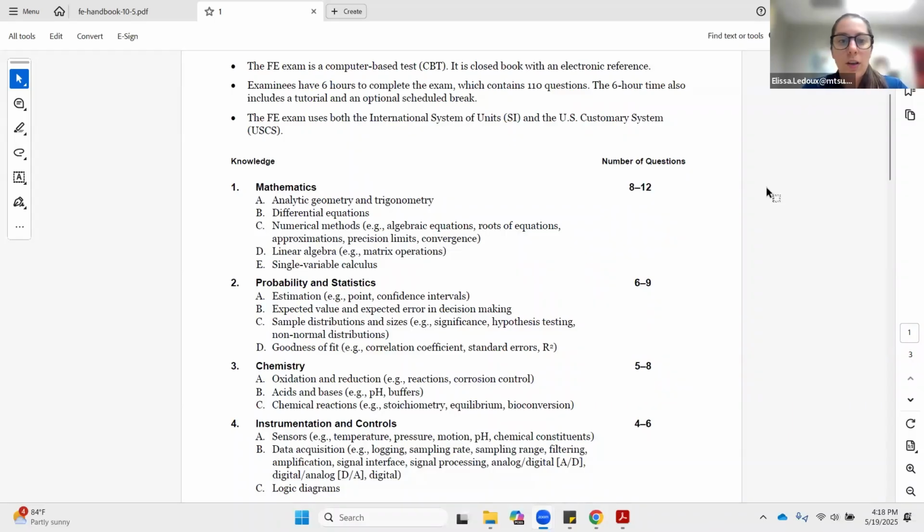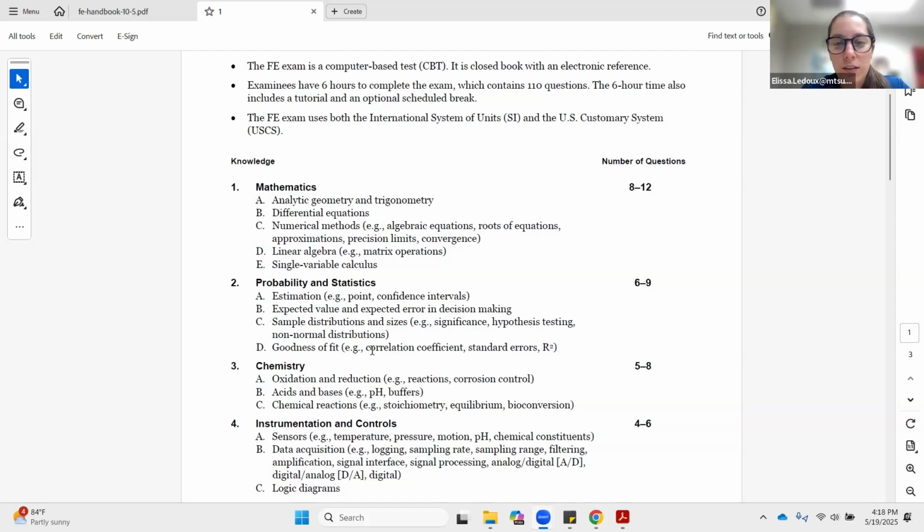This module is going to cover the probability and statistics in the instrumentation and controls sections of the FE exam. So two different sections. The probability and statistics will go over just the basic types of statistics, like estimating points and confidence intervals, expected value, sample distributions and sizes, like mean, median, standard deviation, bell curve type of things, and goodness of fit.